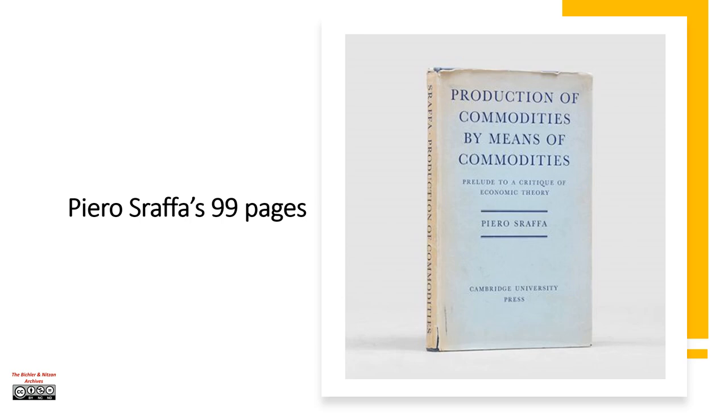Now, to be meaningful, this must be a one-to-one relationship. Every quantity of capital must be associated with one and only one rate of interest. If this requirement does not hold, we end up with the same capital stock having more than one quantity, which of course is a contradiction. And yet, that is exactly what Sraffa found.